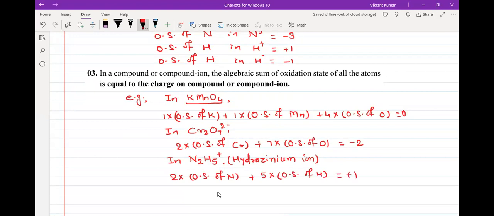Understood now? Now, if you see, we have got a mathematical equation. Can we solve these equations? Yes. How? I have got three answers. In the first equation, I have got 3 unknowns. How to solve it?